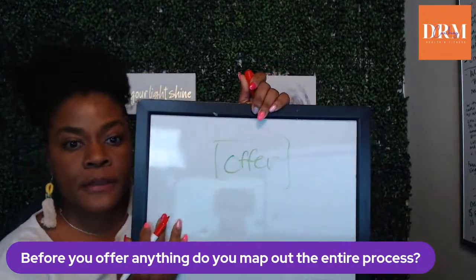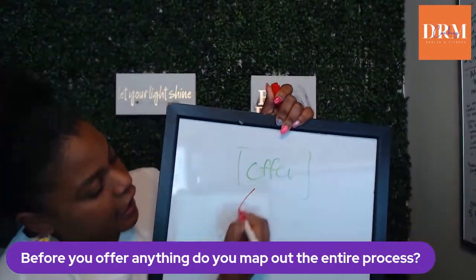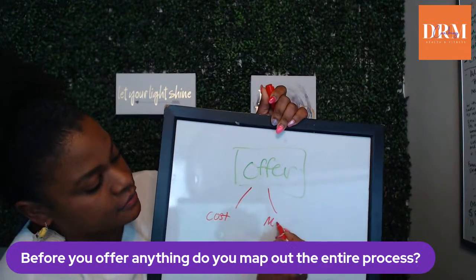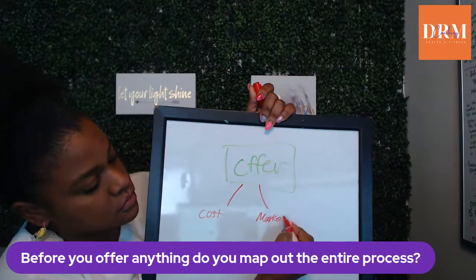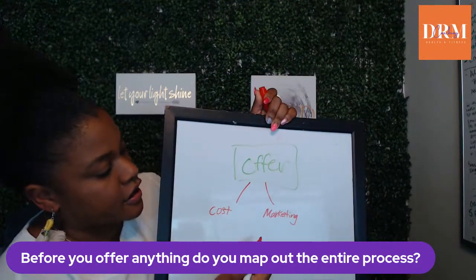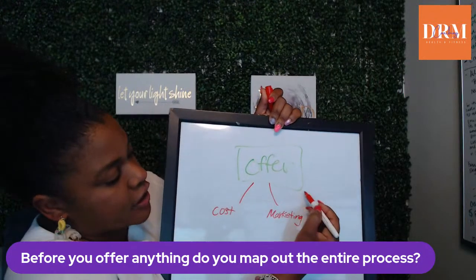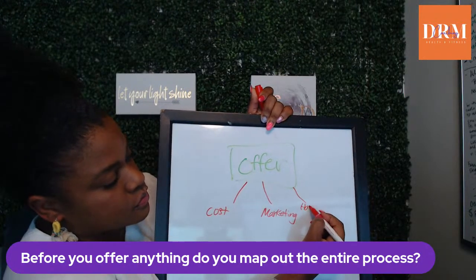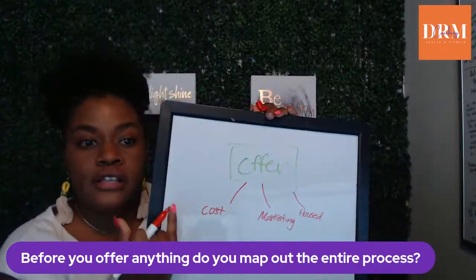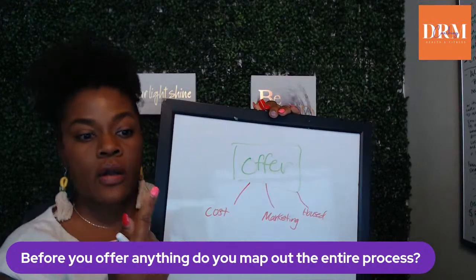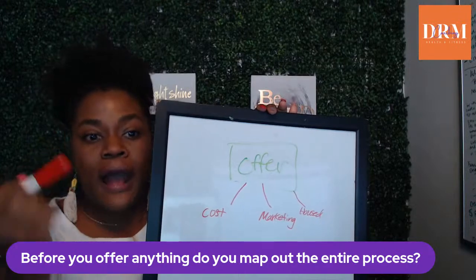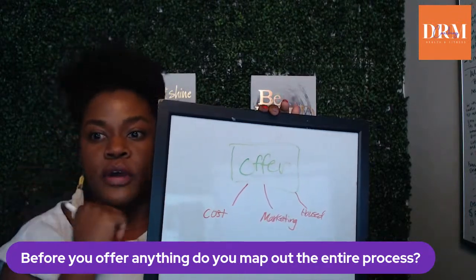Okay, so what are you going to talk to the people about with this offer? All right, how much is it going to cost? All right, how are you going to market it? Marketing. How much is it going to cost? How are you going to market it? And then where is it going to be housed? So you want to get the cost down, you want to get your marketing down, and you want to get how people are going to go and look at what it is that you're offering.